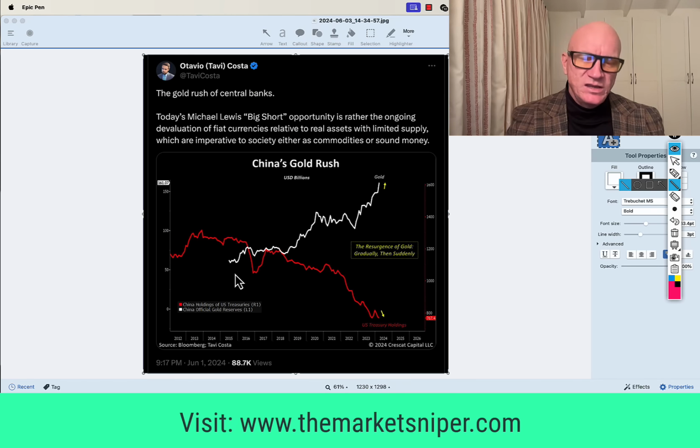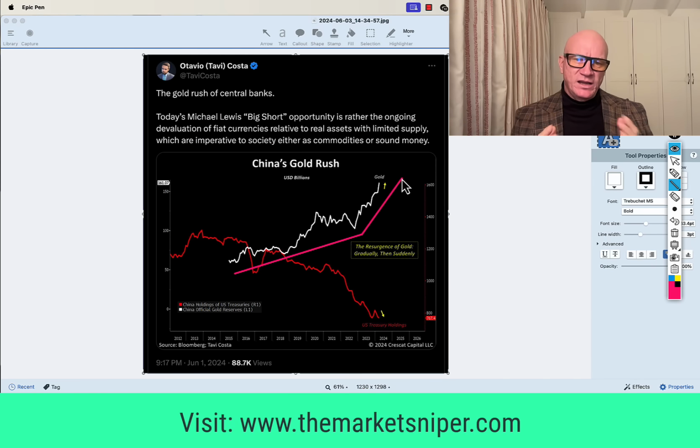And over here in the white chart is China's gold rush. China is running into gold. Yep, that's the white line that I've underlined in the pink. The red line, China's holding of USD treasuries. So let's do it in blue. The red line going like that, and then accelerating down like that.